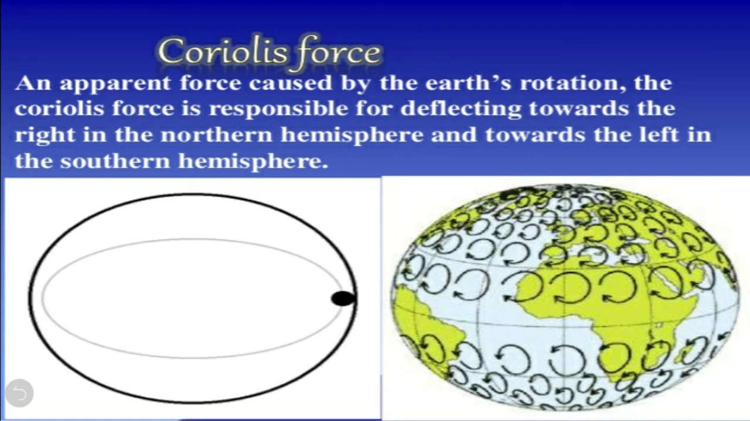What is Coriolis force? It is a force which is caused by the earth's rotation, and it is responsible for deflecting the winds towards the right in the northern hemisphere, that is the winds which are coming from the Himalayas from the northern side, they are deflected towards the right in the northern hemisphere and towards the left in the southern hemisphere. So this is the major work of this force, and it is caused by the earth's rotation.